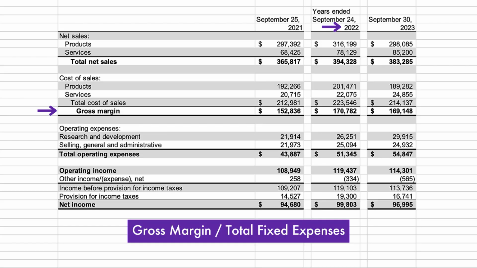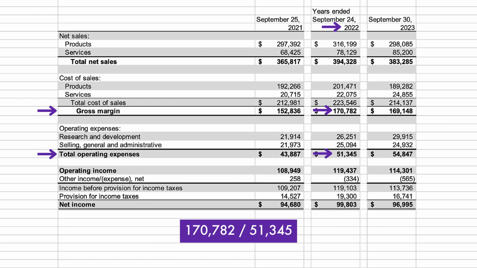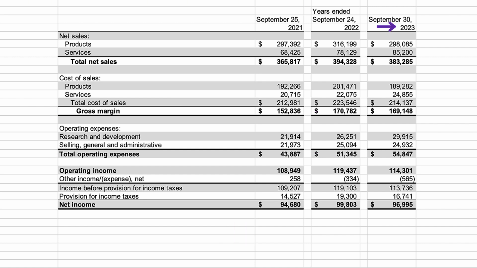Then we have gross revenue of $170,782, operating expenses of $51,345. Divide those numbers, you get 3.33. Uh-oh, it's slightly less than 3.48. And you apply the same formula to the gross margin and the operating expenses for September 30th of 2023, you're getting 3.08. So you're noticing their operating leverage number is getting smaller every single year.